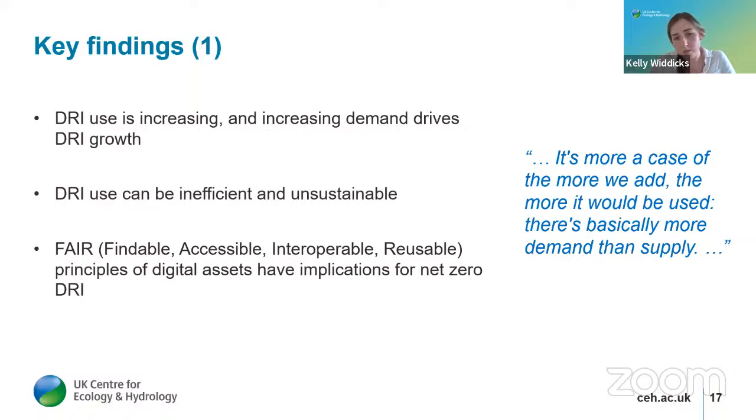And we're ending up with what's seen in the quote here, where we end up in another cycle of growth. So the more we add, the more we use. And then there's that demand is more than supply. DRI use can also be inefficient, for example, with poor software engineering practice or unnecessary compute, and it can also be unsustainable. For example, DRI procurement is often driven by the funding availability at the end of financial years, rather than purely driven by need. So there can be unsustainability within the cultures that we have in research.